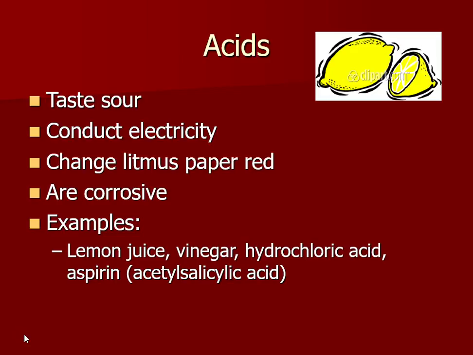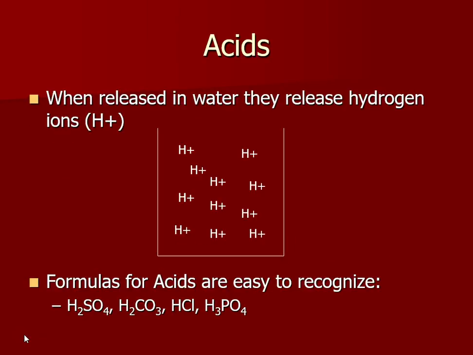Acids also tend to be very corrosive, and that means that they can eat away at materials, even flesh. So the stronger the acid, the more corrosive. Some examples of different acids are lemon juice, vinegar, hydrochloric acid, and even aspirin is an acid. It's called acetylsalicylic acid.